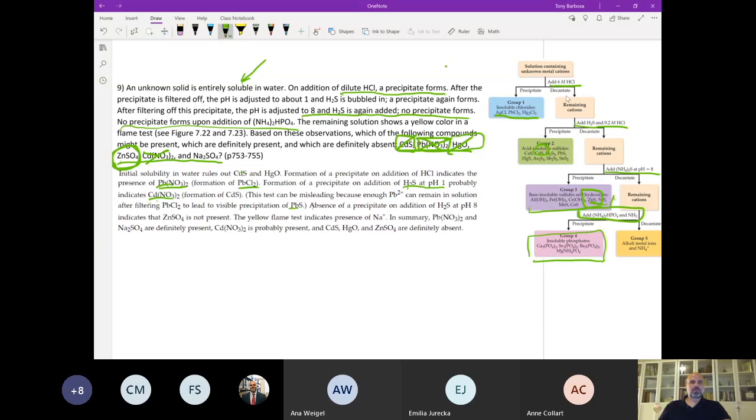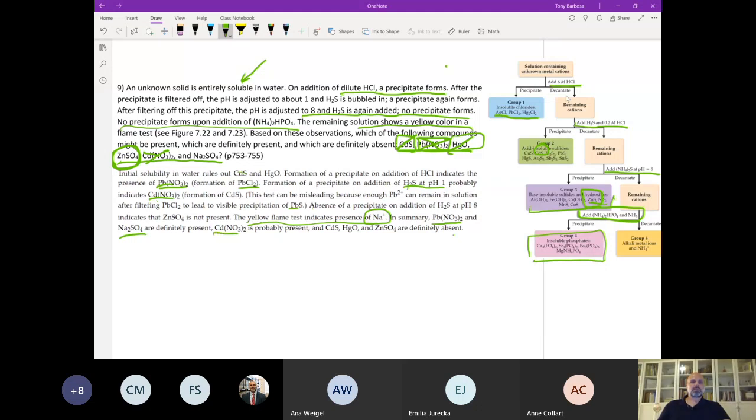And then the last, it says the remaining solution shows a yellow color in the flame test. And we talked about this very briefly last semester, but the yellow color in a flame test gives you the presence of sodium ions. And so this overall tells you that you have lead nitrate in solution, and you definitely have sodium sulfate present in solution.